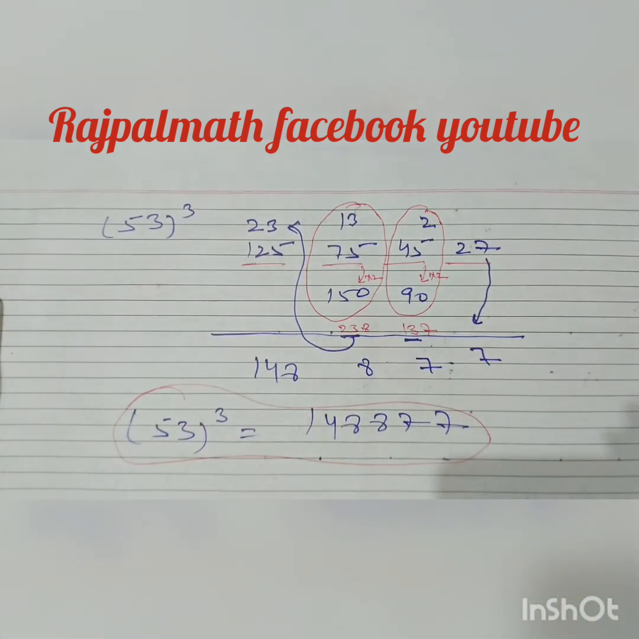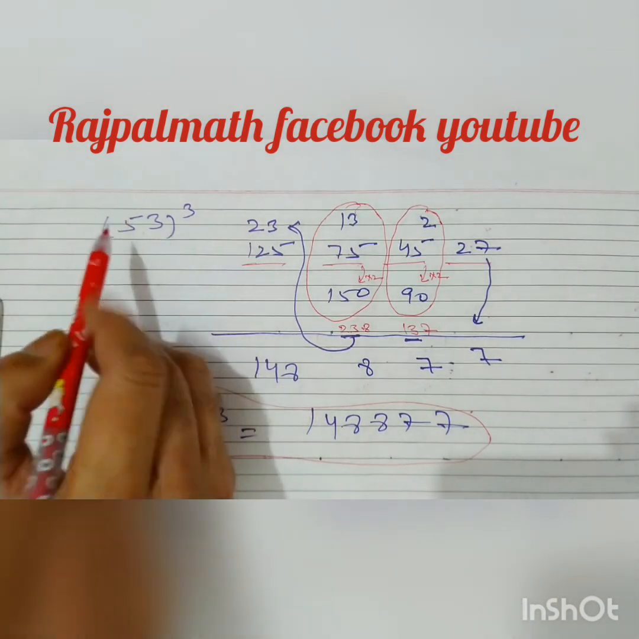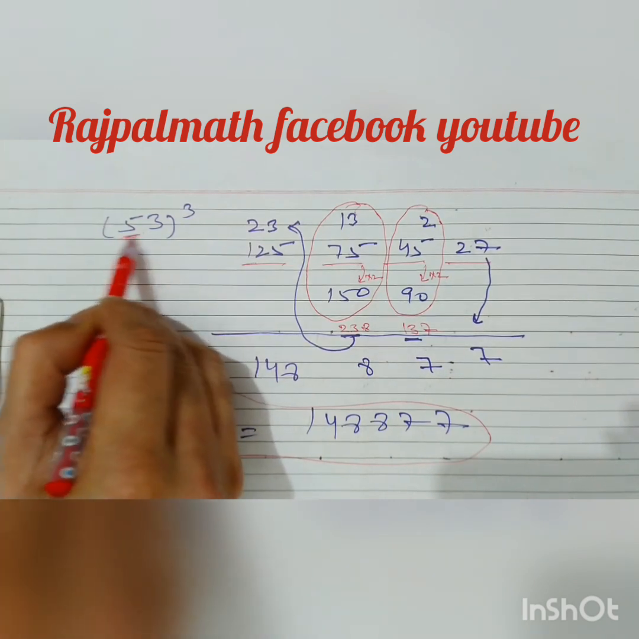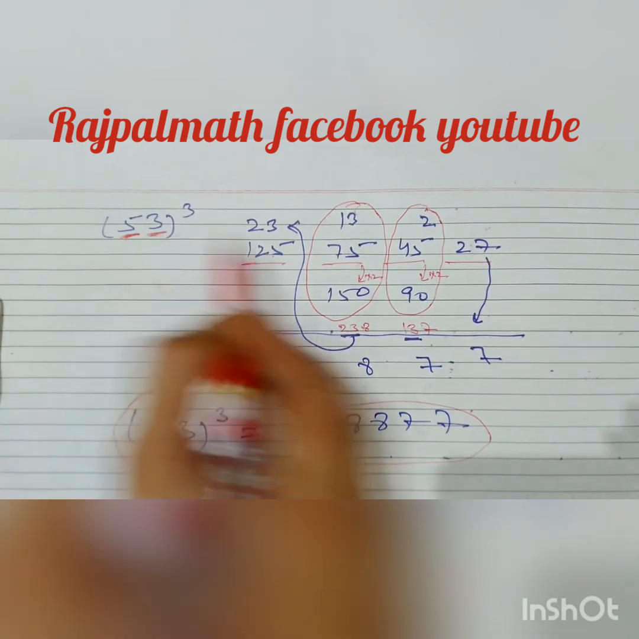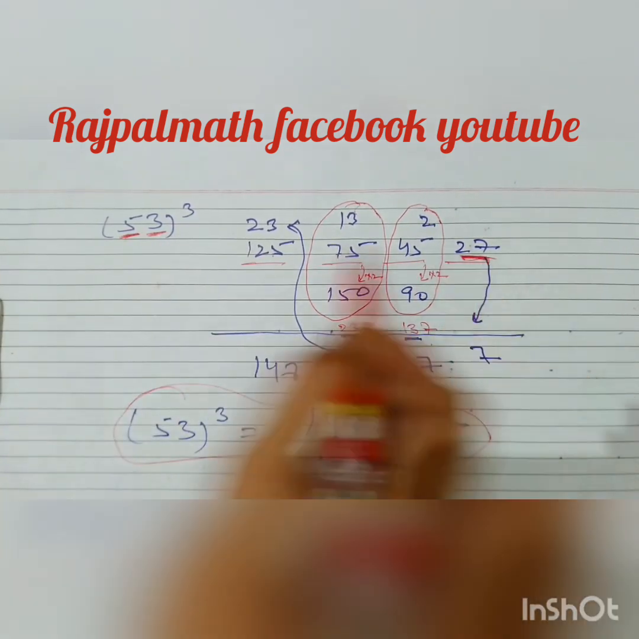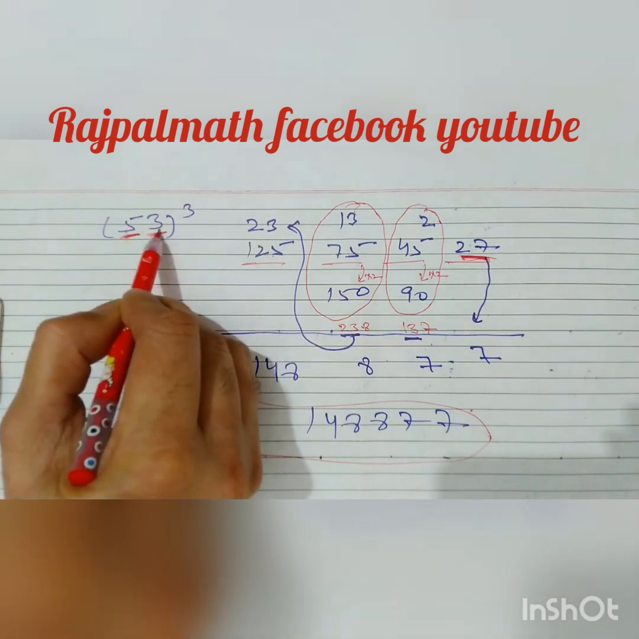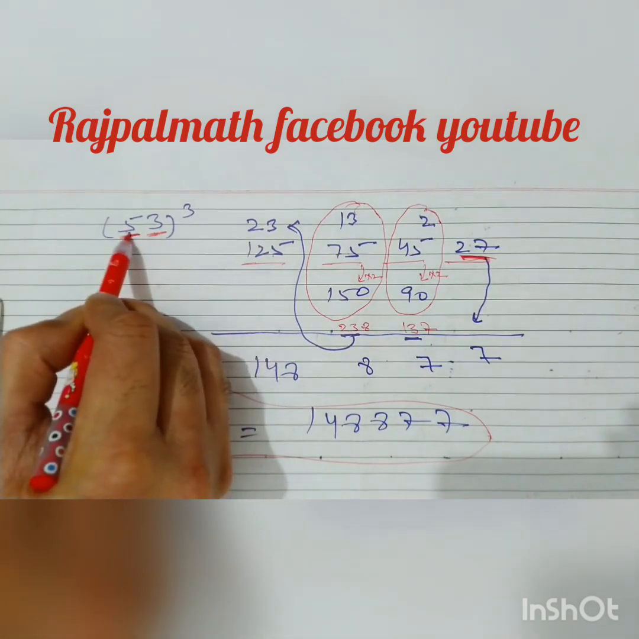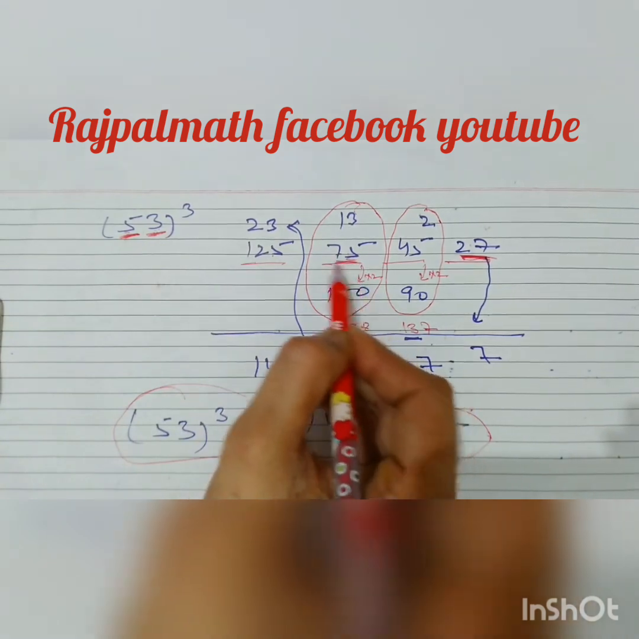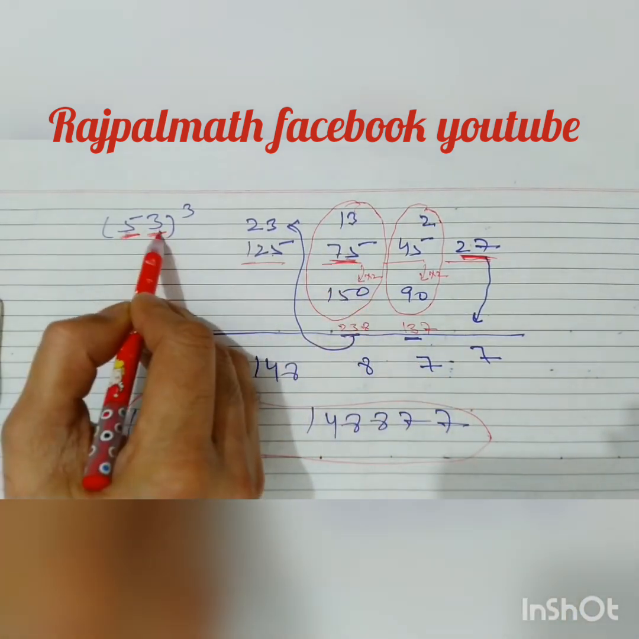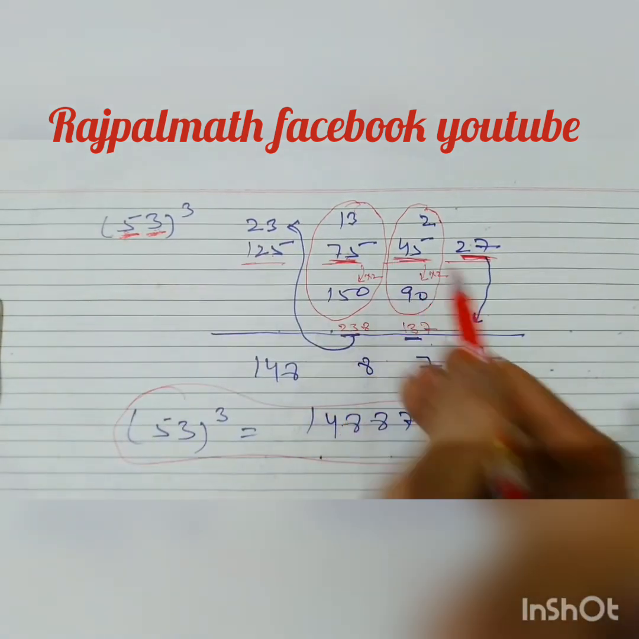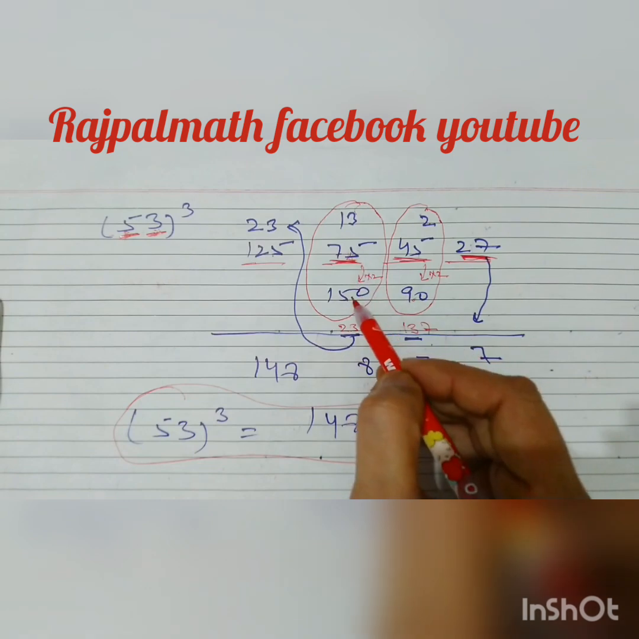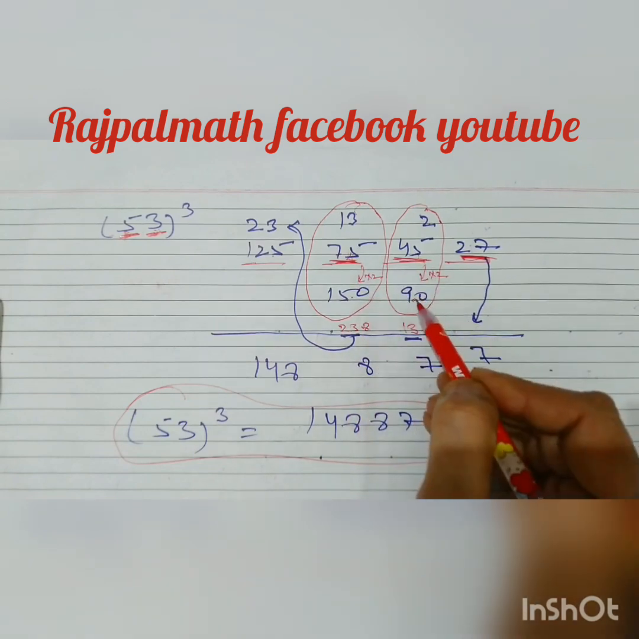Cube of 53 is 148877. Again I am repeating: cube of first digit is 125, cube of last digit is 27, square of first digit into second, square of first is 5 into 5, 25 into 3 is 75, then first into square of second, square of 3 is 9, 9 into 5, 45. Then double the middle two slots, 75 into 2, 150, 45 into 2, 90.